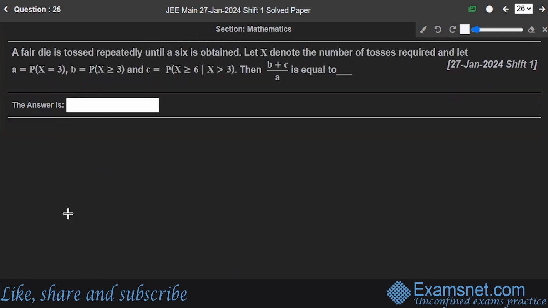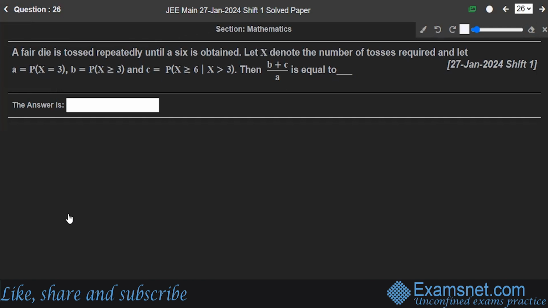Let's move to the next question, number 26 then. A fair die is tossed repeatedly until a 6 is obtained. Let X denote the number of tosses required and let A be equal to probability that in the third attempt you attain a 6. B be the probability that more than 3 attempts are required to obtain a 6, and C be the probability given by this. Okay, this is a division. Now you have to find out the value for this expression.